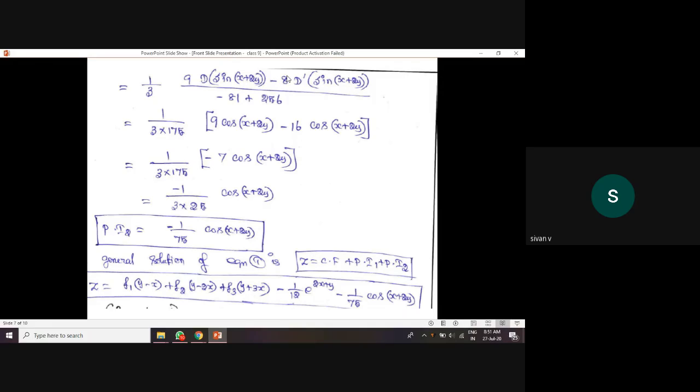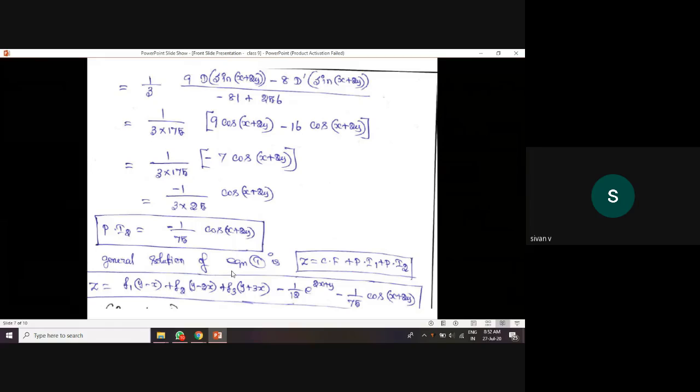So 9 cos of x plus 2y minus 16 cos of x plus 2y. Minus 16 plus 9, so minus 7 cos of x plus 2y. The denominator is 81 plus 256, and we reduce the 375. Already 1 3 is common, 175 cancels with this 7. It becomes 25. So minus 1 by 75 of cos of x plus 2y.